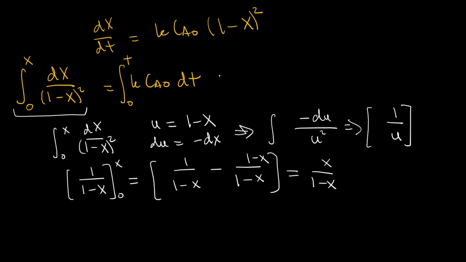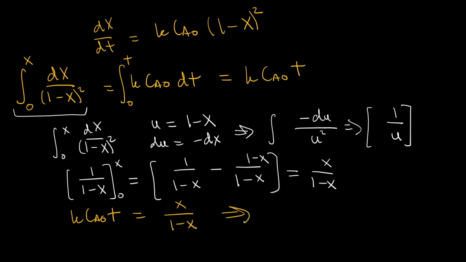The right-hand side I can do in one step. Evaluating this integral just becomes t, so k Ca0 times t. And now we can just plug these two sides into the same equation. So we get k Ca0 times t is equal to x over (1 minus x).